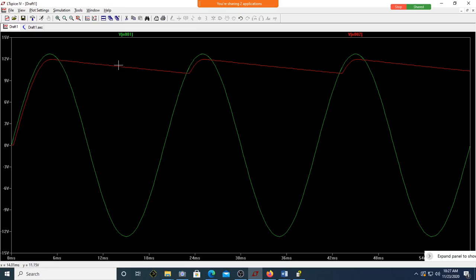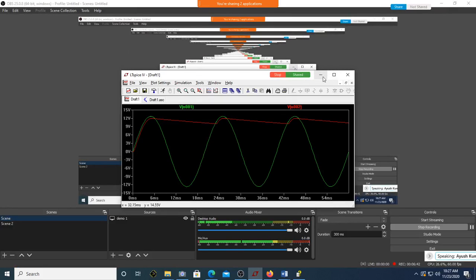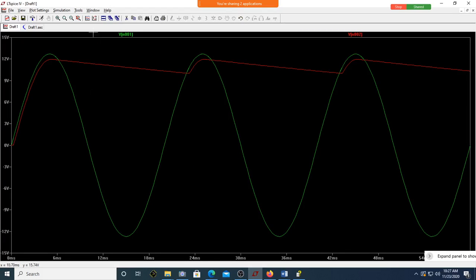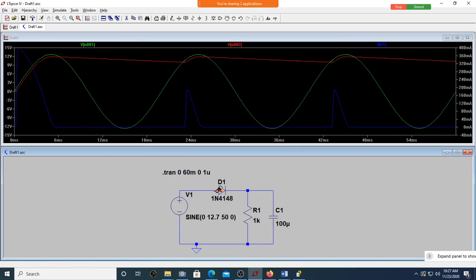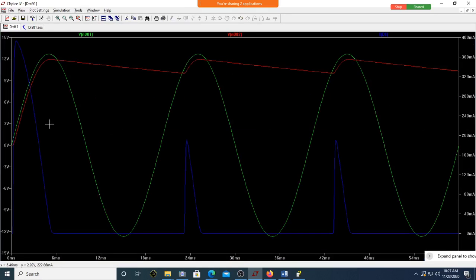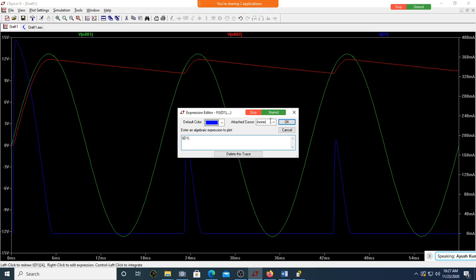Here the diode is off. Suppose you want to see whether the diode is on or off, how do you make out that? Let me see the current through this one. Can you see here? The diode is on only during this period. During this entire period the diode is off. So when the capacitor is charging, then only the diode is on.